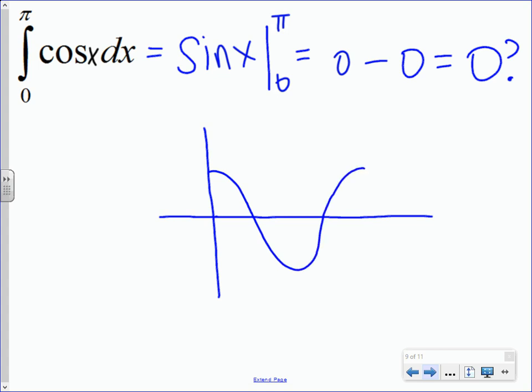Okay, this is one period of a cosine curve. Here's area from 0 to pi over 2. Here's area from pi over 2 to pi. Are those symmetric? One's above, one's below. Boom, they cancel each other out.